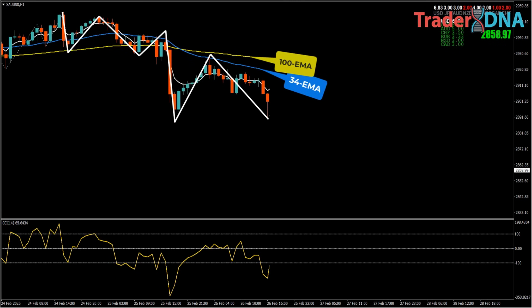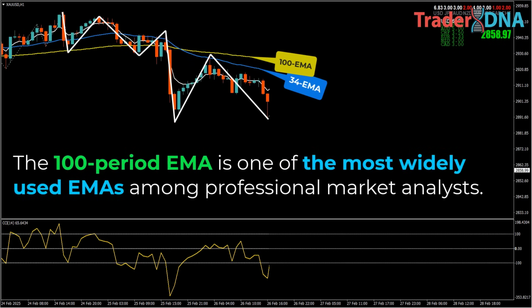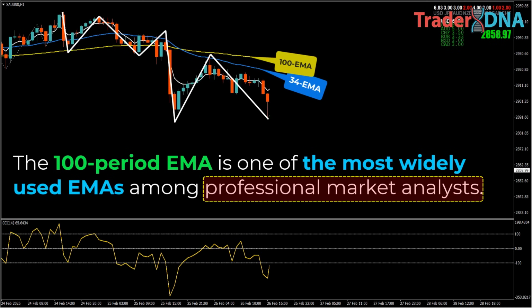Now let's break it down. The 100-period EMA is one of the most widely used EMAs among professional market analysts. That means support and resistance levels based on the 100 EMA are highly significant because they reflect the collective view of the most influential traders and institutions, shaping the market trend.